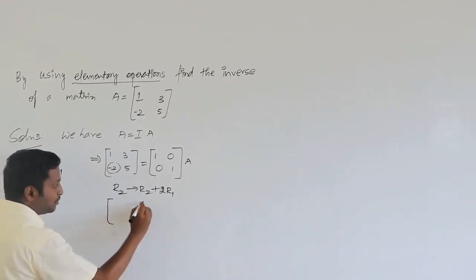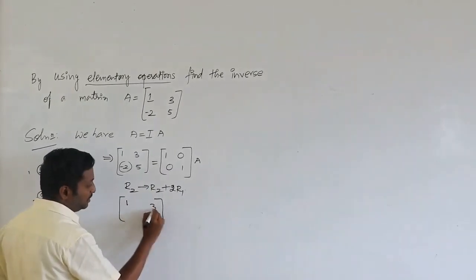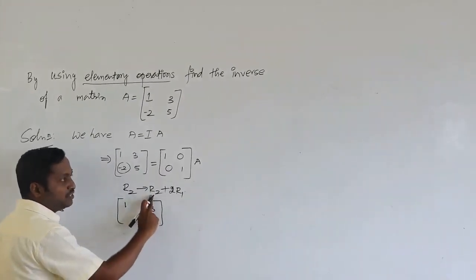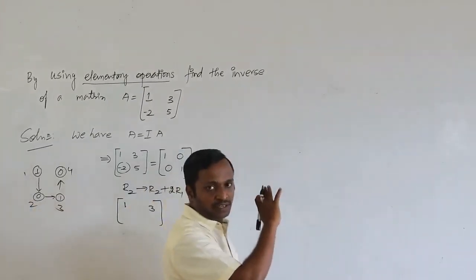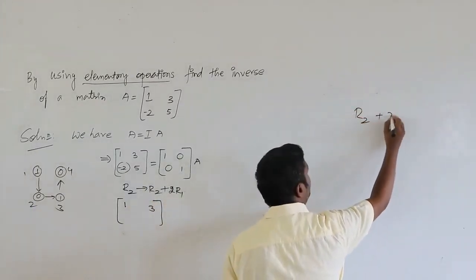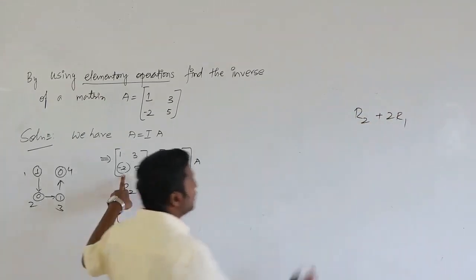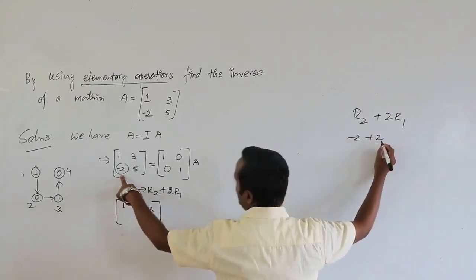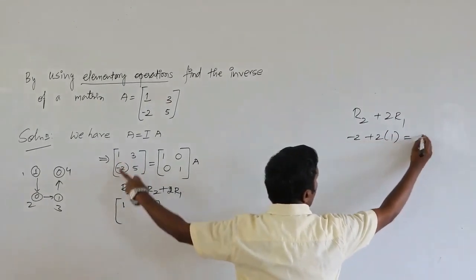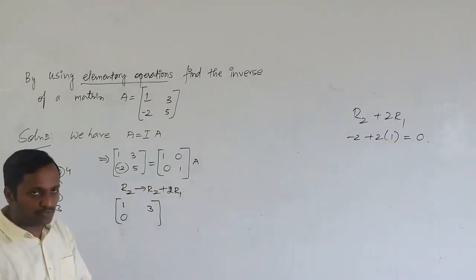I did a little bit wrong. Now what happened? 1, 3. R1 is not changed. How did R2 change? You can make use of the point I will write here: R2 replaced by R2 plus 2R1. R2 is 1 minus 2 plus 2 times R1, which is 1. Minus 2 plus 2 is 0. So this is 0. For that purpose only I have taken it.